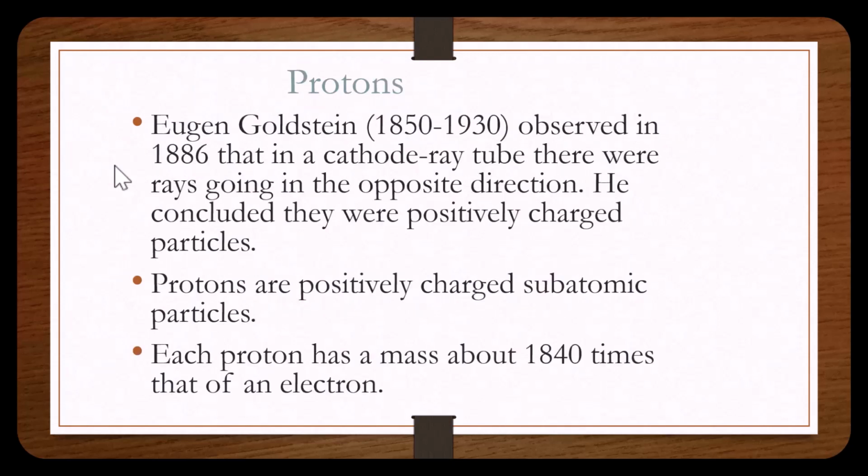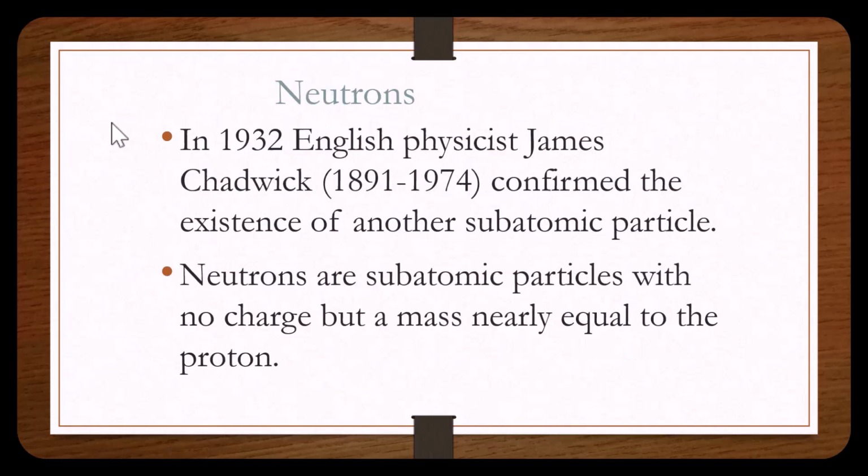Eugene Goldstein, 1850 to 1930, observed in 1886 that in a cathode ray tube there were rays going in the opposite direction. He concluded that these were positively charged particles. Protons are positively charged subatomic particles. Each proton has a mass about 1,840 times greater than an electron. In 1932, English physicist James Chadwick, 1891 to 1974, confirmed the existence of another subatomic particle. Neutrons are subatomic particles with no charge, but a mass nearly equal to a proton.